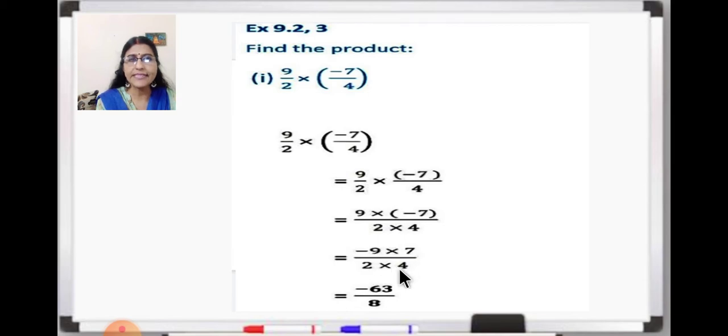Now 9 sevens are 63, 2 fours are 8. Just now we have learned negative multiplied by positive is negative. So here in the answer also we will write minus 63 upon 8.